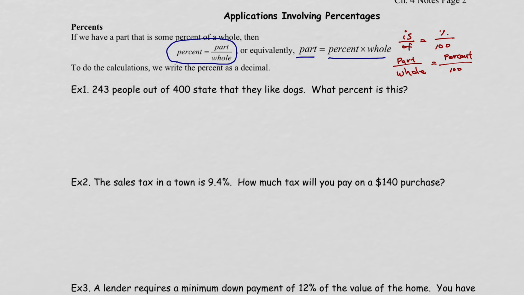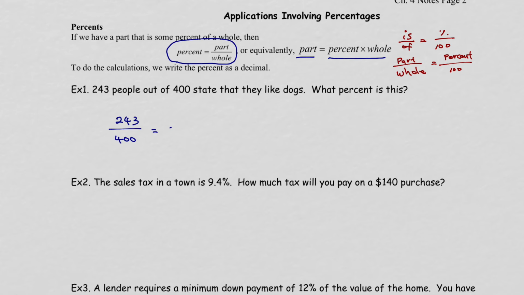So example 1, you have 243 people out of 400. What percent is this, right? So you're trying to get percent, and in order to get percent it is going to be part over whole number. So this is the whole number, and this is going to be part. So you will have 243 divided by 400.